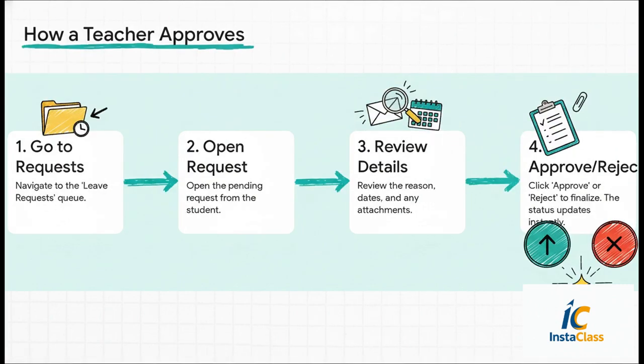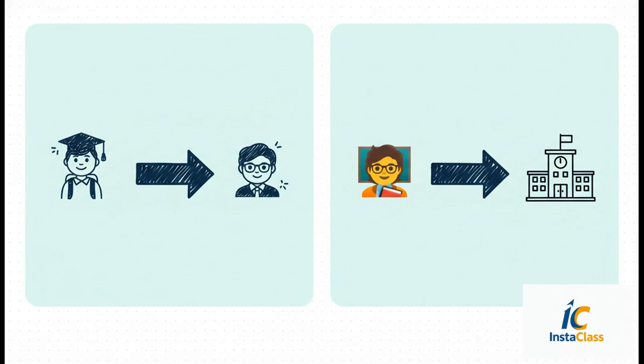And what about for the teacher? Just as easy. They pop over to their leave requests, take a look at the details, and with one click, they can either approve or reject it. And that one simple click updates the status, and, well, that's when the real magic happens. What's really smart about this is that the system knows who approves what. If a student applies, that request goes straight to their class teacher. But if a teacher applies for their own leave, the system is smart enough to route that request to the school admin instead. The logic is all baked right in.